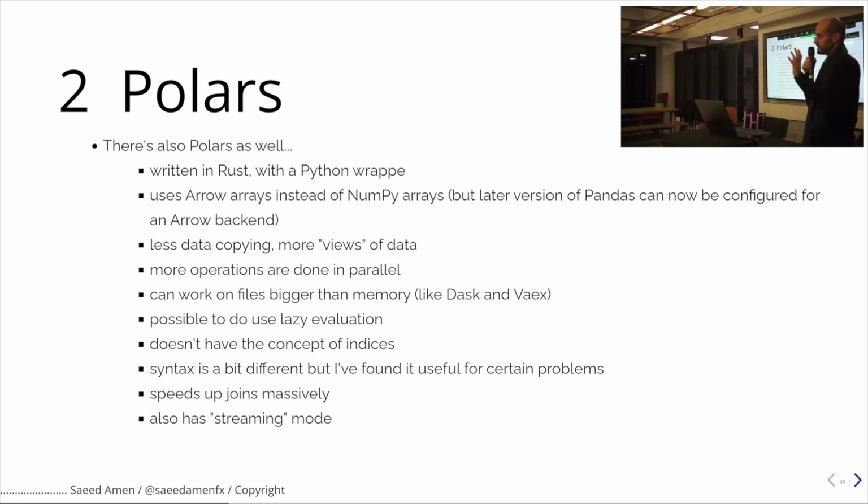One of the big differences between Polars and Pandas is that Polars doesn't have the concept of indices, which Pandas has. The syntax, though, is a bit different to Pandas, so it does take a bit of time to get used to. But one area where I've used it quite extensively is to speed up joins. If you're joining together many different data frames with Pandas, it ends up being pretty slow, whilst with Polars, I've noticed it's considerably quicker.